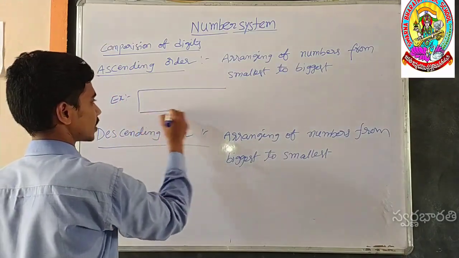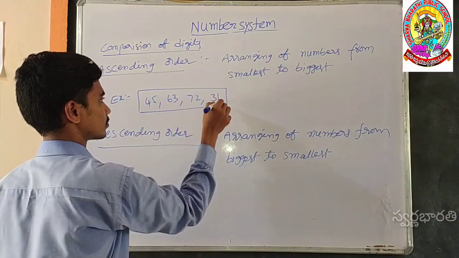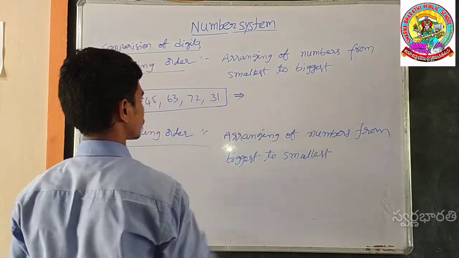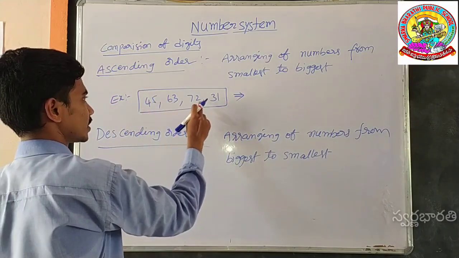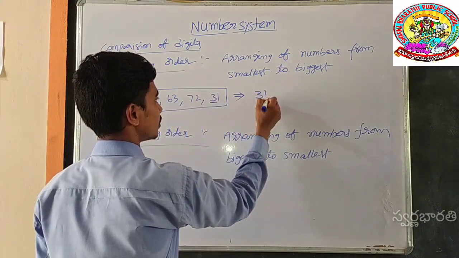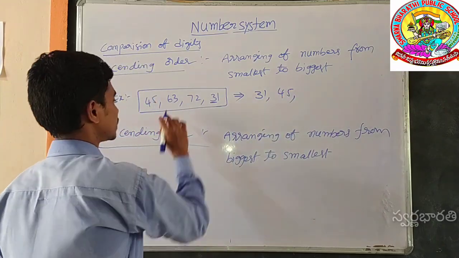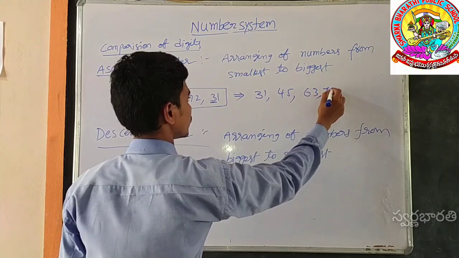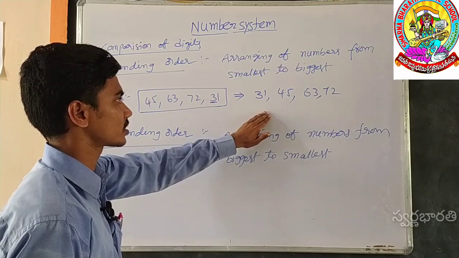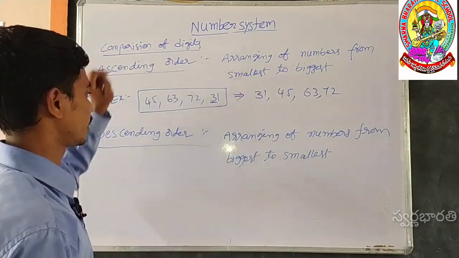arrange the given numbers in ascending order. Here, which one is the smallest number? 31, 72, 63, 45. 31 is the smallest. Then after that 45, then 63, then 72. If you observe carefully, the numbers are arranged from the smallest number to the biggest number. This type of arrangement is called ascending order.